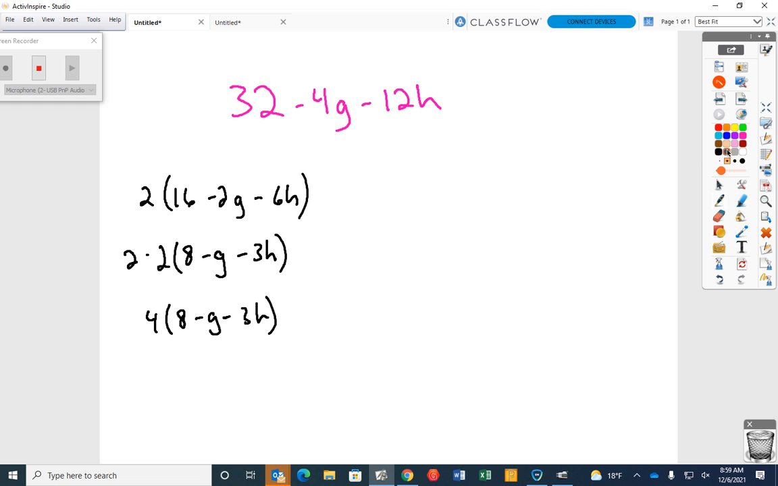Now, if you had chosen to do 4 first, which is fine, 4 times what is 32? 8. 4 times what is negative 4g? Negative g. We'll write the 1 because it doesn't matter. And 4 times what is negative 12h? Negative 3h. Are those the same answer? Yes, they are. If you can tell the greatest common factor from the very beginning, then just go with it and you don't have to do the longer problem. I could tell that 4 has to go into all of them. But if I did 2, you would still get to the same answer.